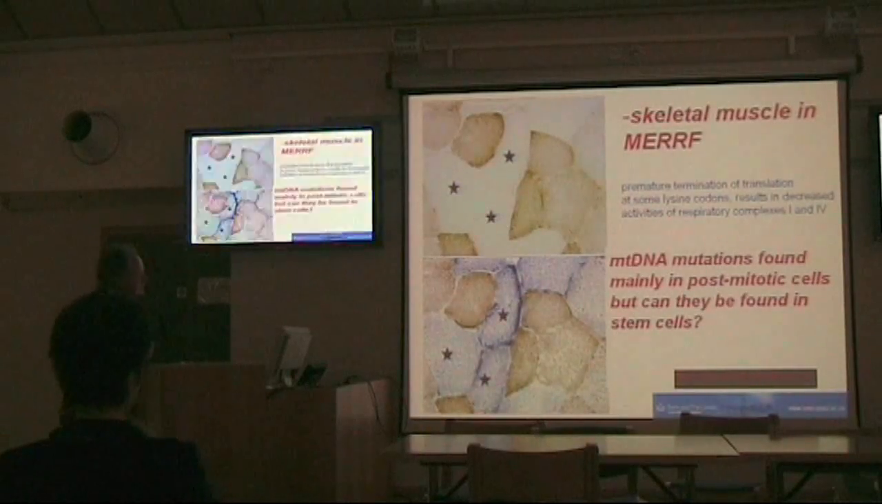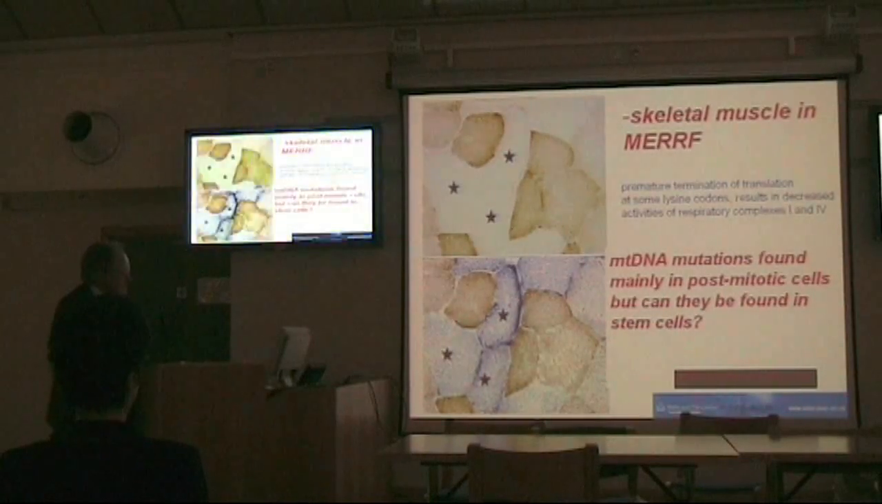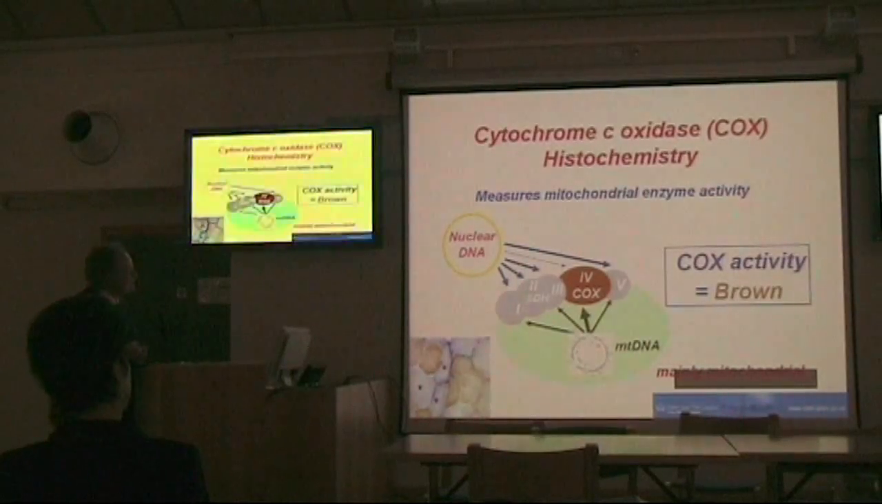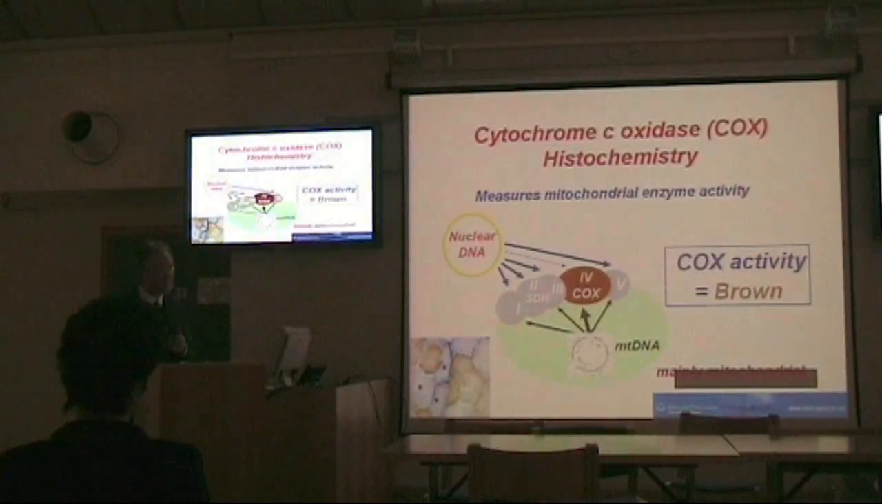So what Dr. Turnbull was thinking about was that these are mainly post-mitotic cells. But can you use this to actually look at stem cells and their biology? And I'm trying to convince you that you can. So this is the technique. It's comparatively simple. It's done in frozen sections. It's just double enzyme localization.